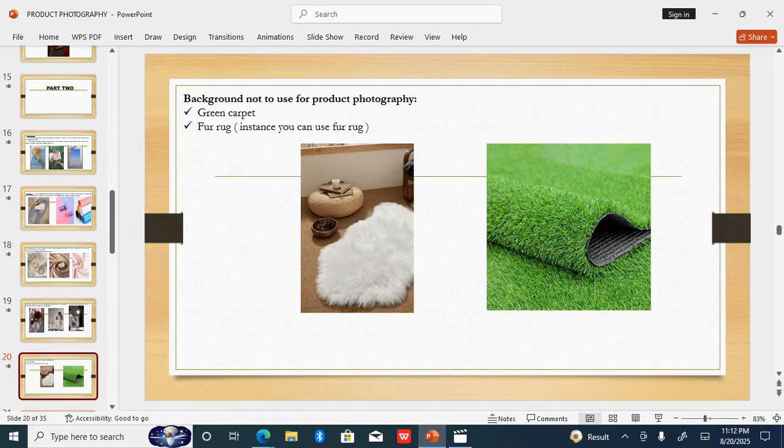So also you don't want to use fur rug, but there are instances you can use it if you can style it very well. I think the reason why I used to advise people not to use it is because most of the time the hair around it covers the main picture. So you can just put it at one side, like you use it to style your picture, not as the main background.